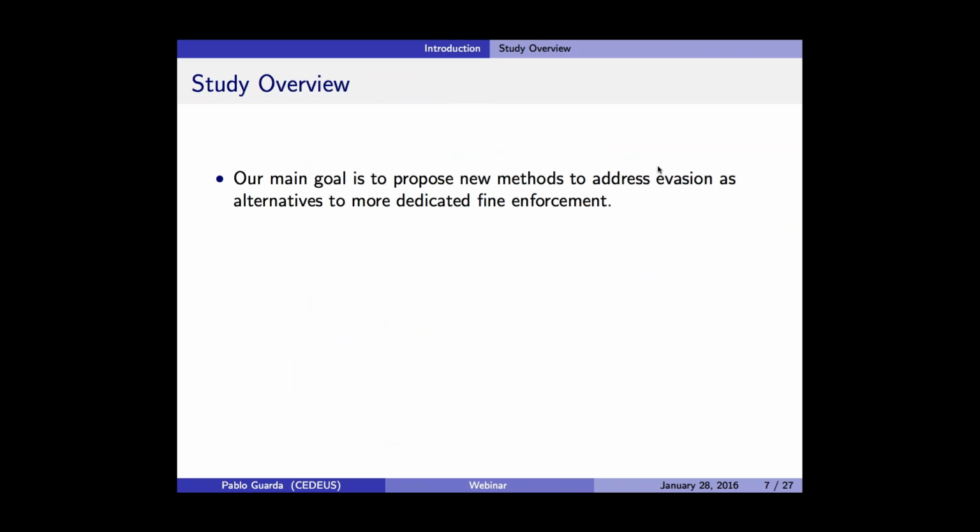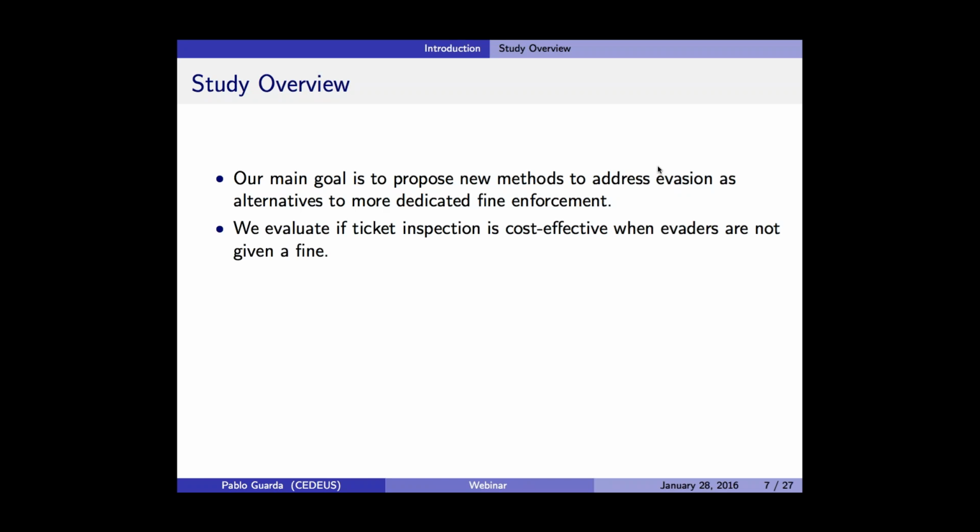So, the study overview. Our main goal is to propose new methods to address evasion as an alternative to more dedicated fine enforcement. That's why we tried to estimate several advanced statistical models to find different explanatory variables that significantly impact evasion, rather than only analyzing the impact of enforcement, which is normally the approach used in the literature. We evaluate if ticket inspection is cost effective when evaders are not given a fine. This is a novel approach because the literature generally studies ticket inspection with fines.